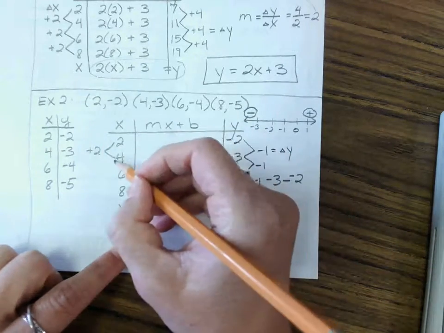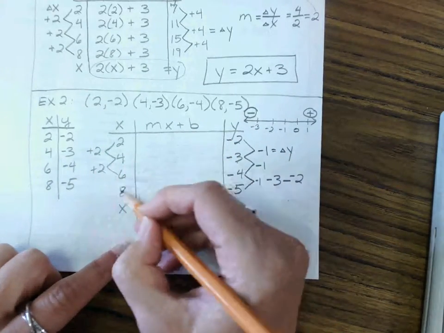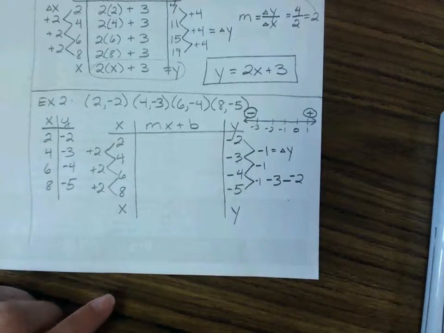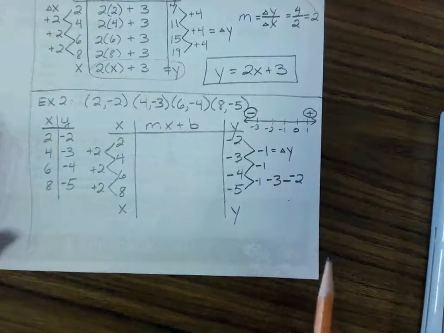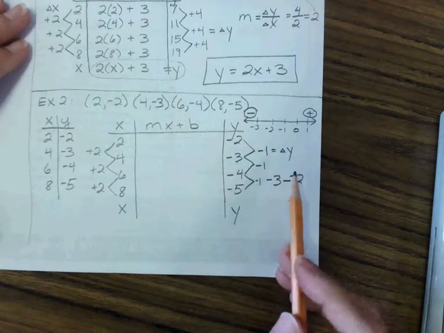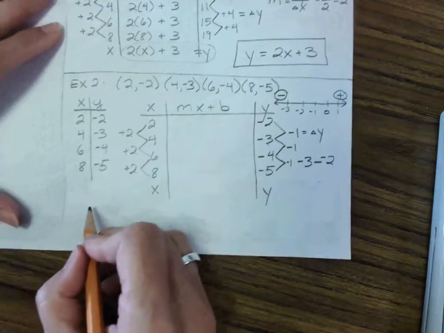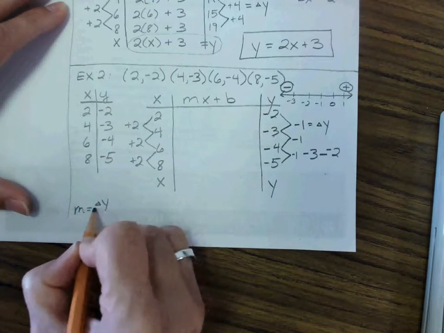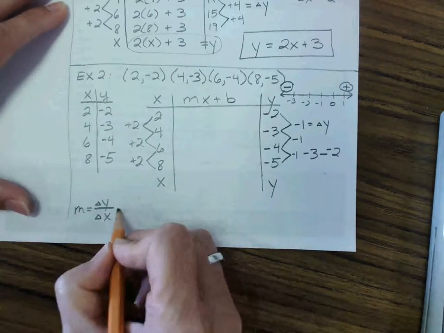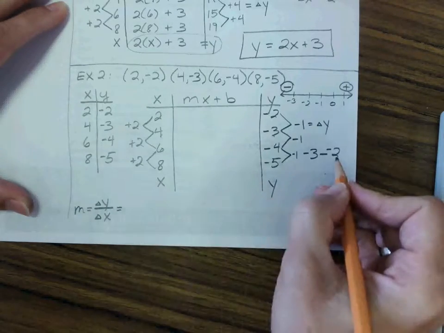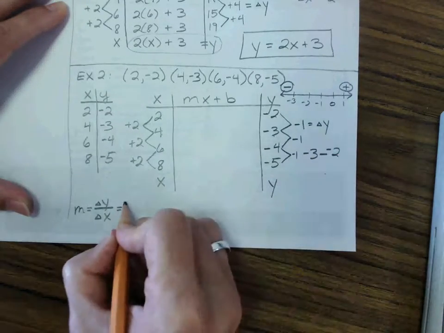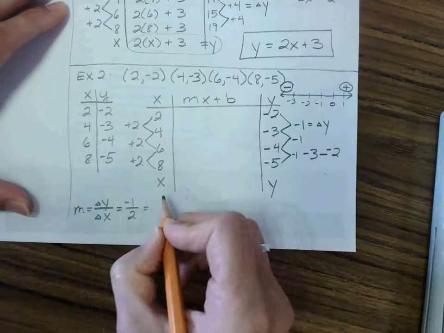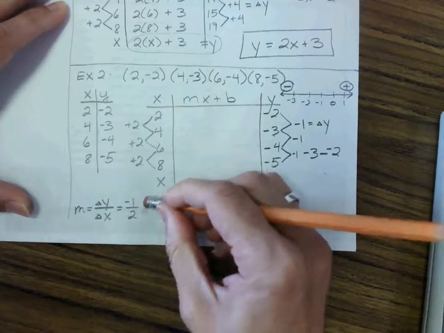6 minus 4 gives you a positive 2 as well. 8 minus 6 gives you a positive 2 as well, okay? Sometimes people get confused with the negatives. So now I know that my slope, I'm going to write it down here because I've got some room down here. So my slope is my change in y divided by change in x, which is, in this case, -1 divided by positive 2. And that is my slope.